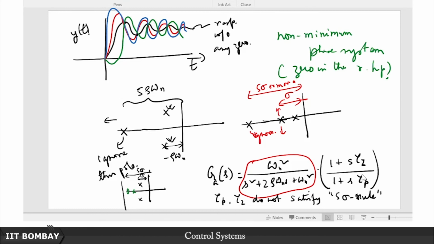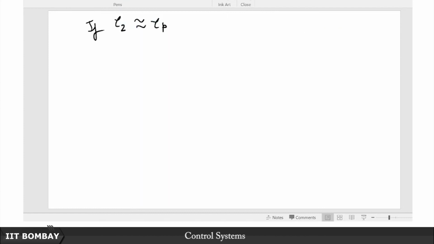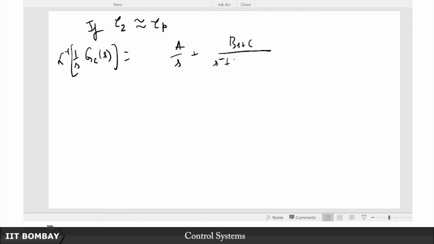The other way to see this is, if you want to find out the step response of this system, so let's say 1 by s times G of s, and again I will leave this to you as an exercise to convince yourself that this will have again a term like A by s plus (Bs plus C) by (s squared plus 2 zeta omega n s plus omega n squared) plus D upon (s plus 1 by tau p).